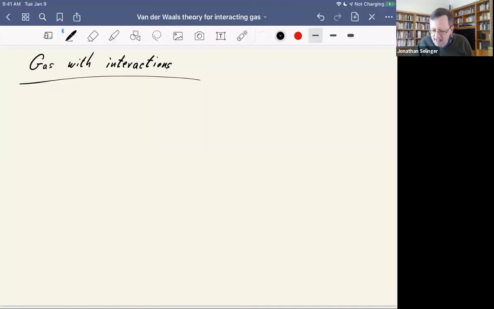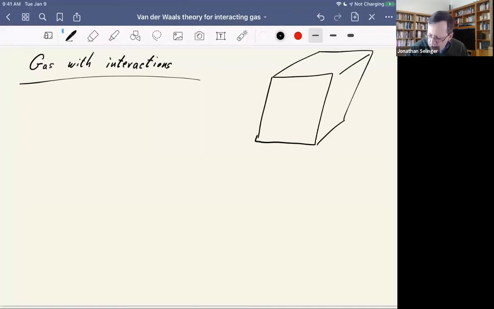Okay, let's begin here. Today, I want to continue on with talking about gases. So it's a box with many molecules inside, and now I want to consider what happens if there are interactions between the molecules. The situation that I'm thinking of is this box, and there are a lot of different molecules, but there's some kind of interaction now so that the molecules feel each other's presence.